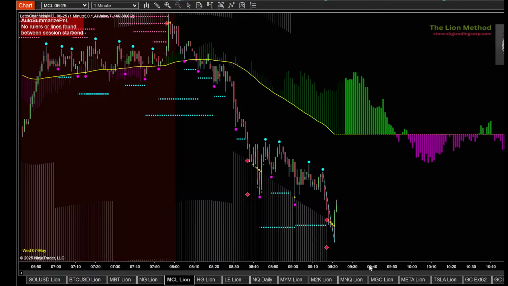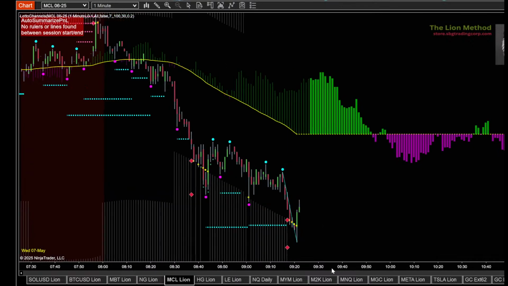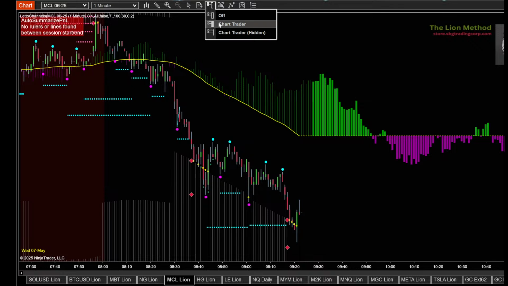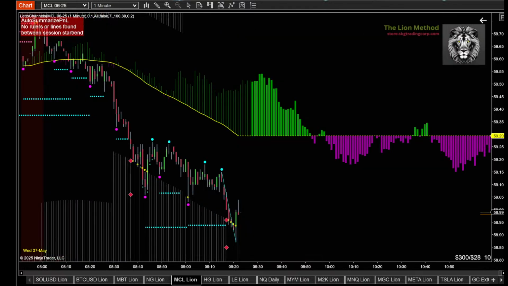Okay, so we've got a setup here in crude. I'm trading the MCL here. The buy level would be right there. So let me turn on Chart Trader, don't I? Yeah, that's what we want. All right.